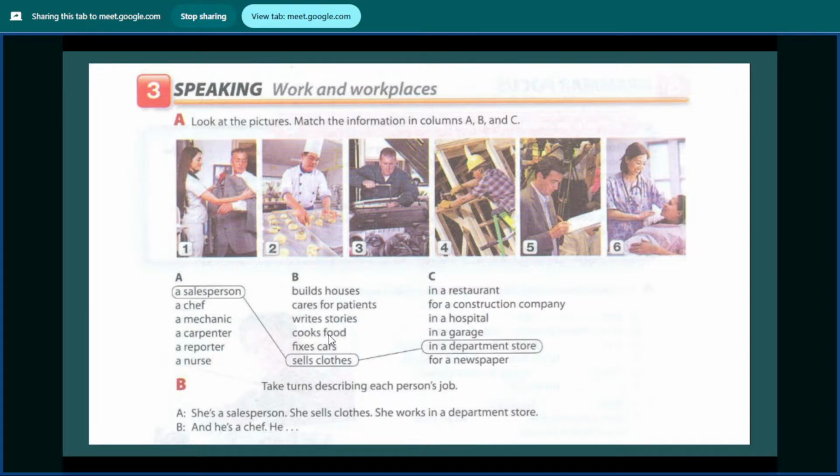ओके. नेक्स्ट टू संपदा. A reporter writes stories for a newspaper. A nurse cares for patients in a hospital. हळू हळू. A reporter writes stories for a newspaper. A nurse cares for patients in a hospital. ओके. अंडरस्टँड दिस संपदा. फास्ट बोलणं इज नॉट फ्लुएन्सी. Speaking properly is fluency.